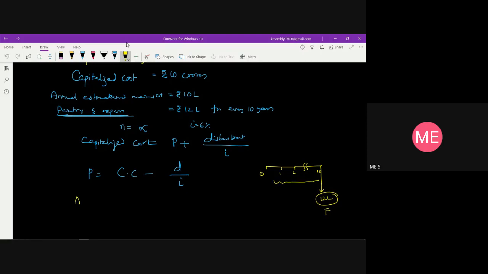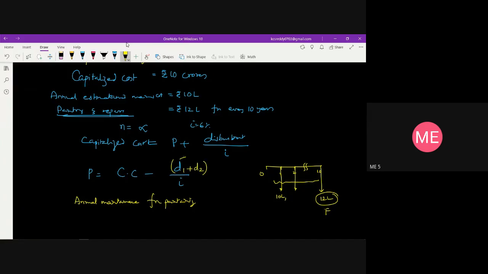What is the annual maintenance cost for painting? We know the operating cost is 10 lakhs, here it is 10 lakhs. So this is one disbursement, and there are two disbursements. I can say D1 plus D2.